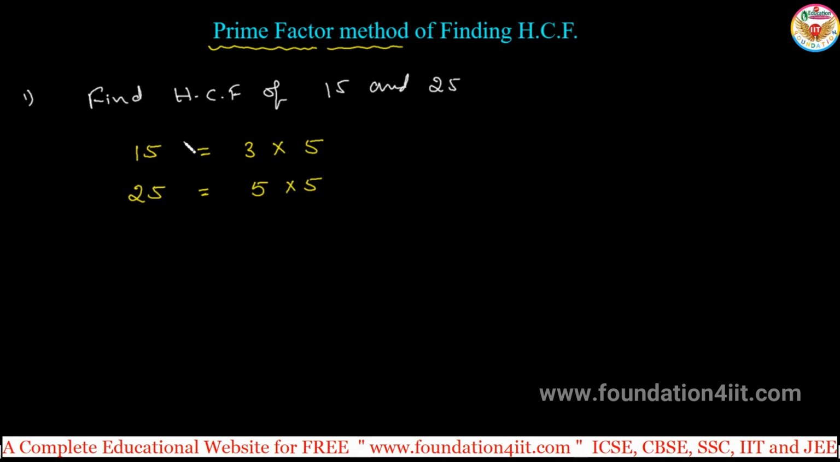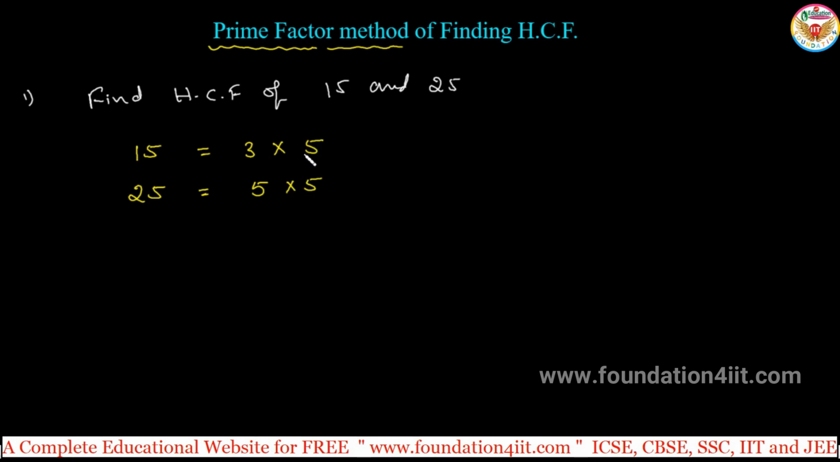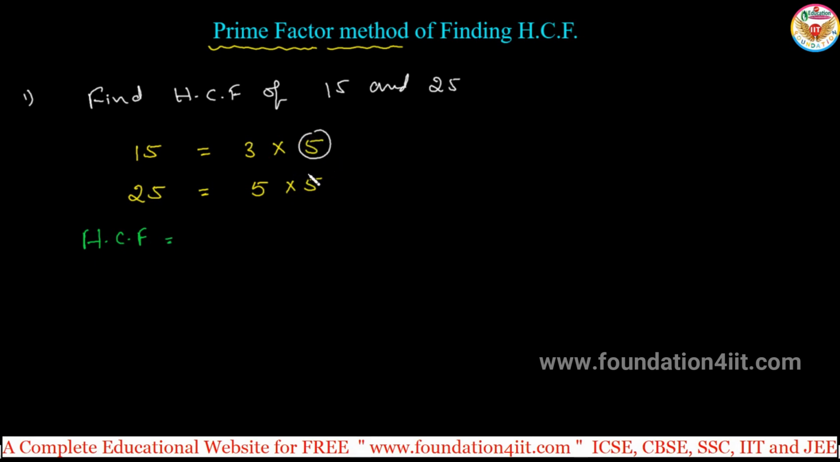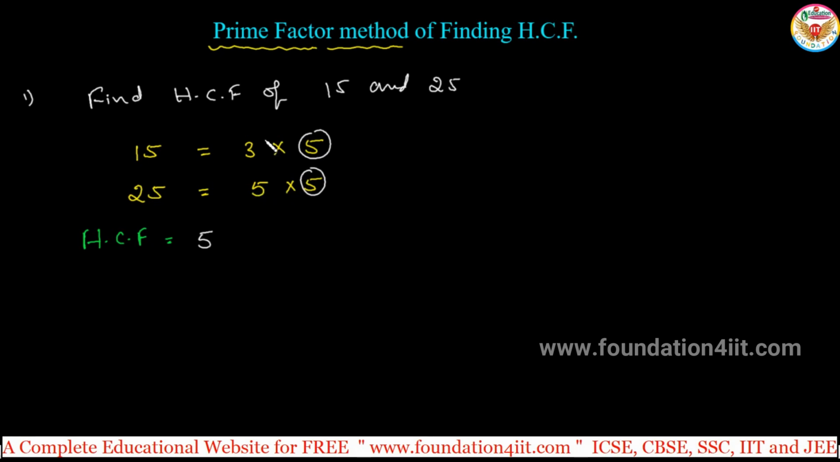So after writing the product of the prime numbers, now find out the common ones. 3, there is no 3 in the second line. 5, there is a 5. To find the highest common factor, the method is to take what is common throughout. So there is a 5 here and a 5 there, so write it once. And 3, there is no 3 in the second line. And 5 is in the second number, but there is no second 5 in the first.